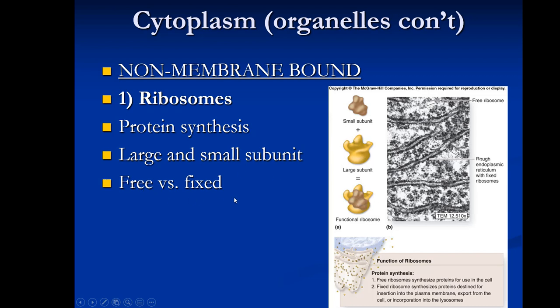There's two different places they can be found. They can either be fixed, like when they're stuck to the rough ER, or they can be free, which means they're floating around the cell. So the fixed ribosomes synthesize proteins that go to the Golgi apparatus and then, like we said earlier, are either inserted into the plasma membrane, exported from the cell, or go into lysosomes. The free ribosomes synthesize proteins that are going to be used within the cell. So those proteins just stay within the cytoplasm of the cell.